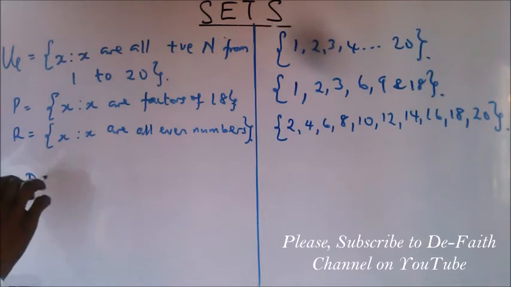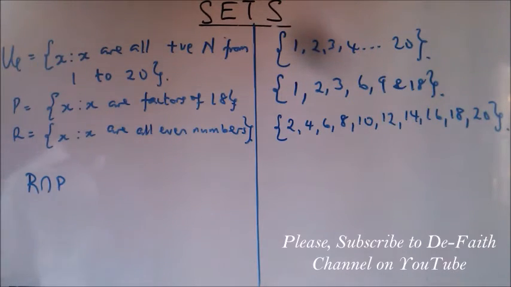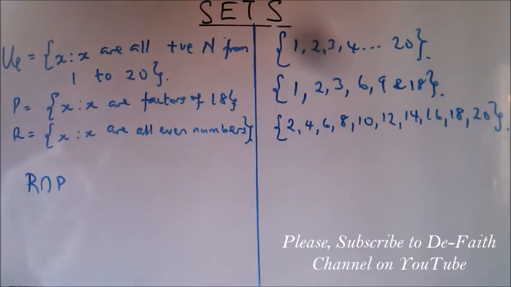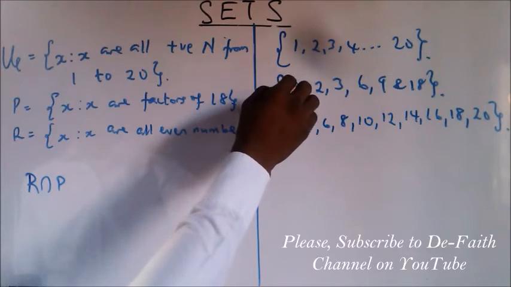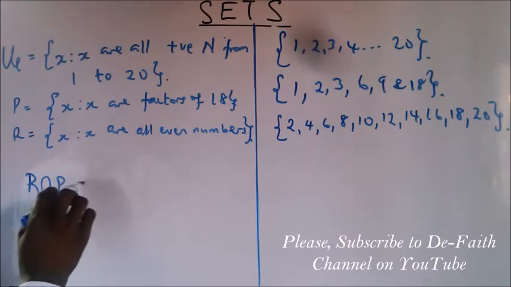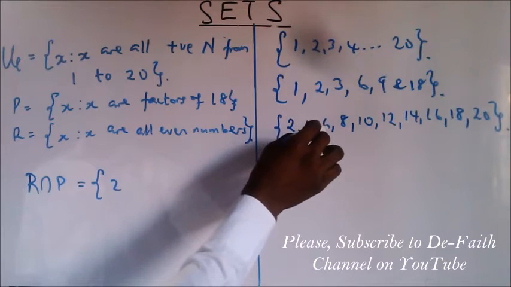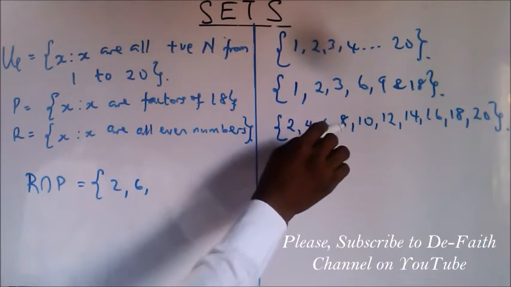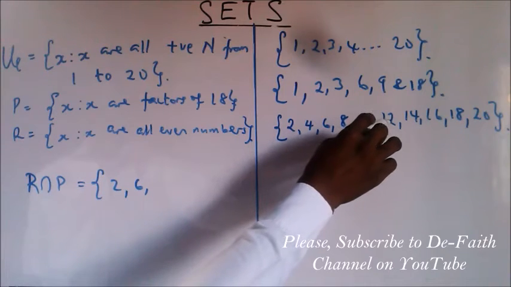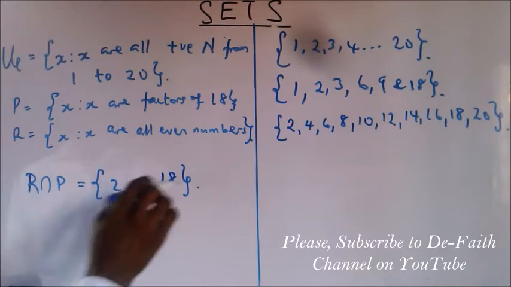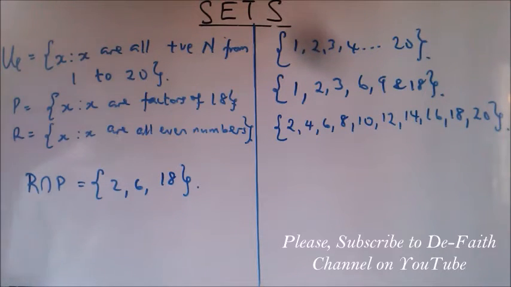Next, we have to find R intersection P. R intersection P means, what do they share in common? So what do we have in common between R and P? Here, 1 is here, but 1 is not here, so that's out. But 2 is common, 4 is not here, then we have 6 common, 8 is not common, 10 is not common, 12 is not common, 14 is not common, 16 is not common, 18 is common. And so R intersection P are 2, 6, and 18.